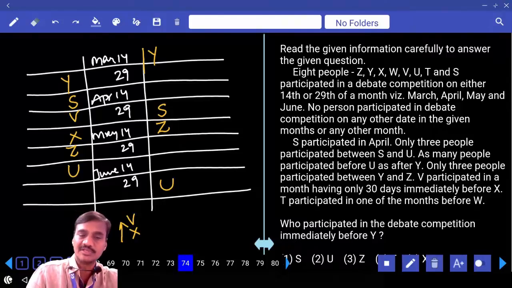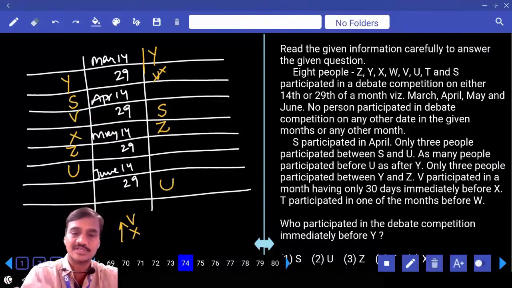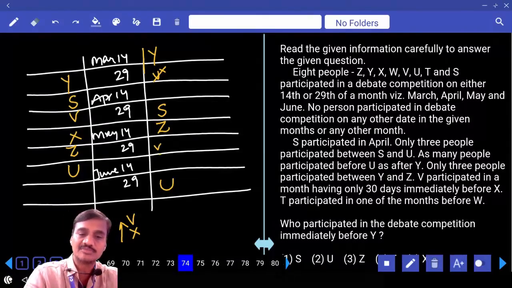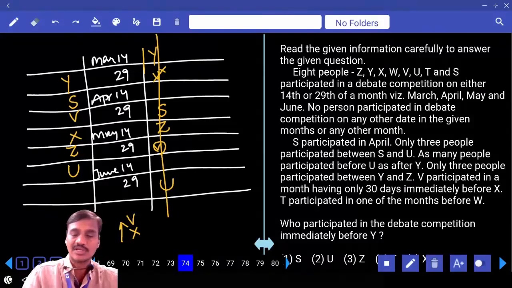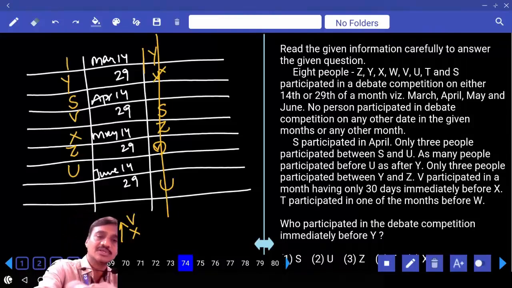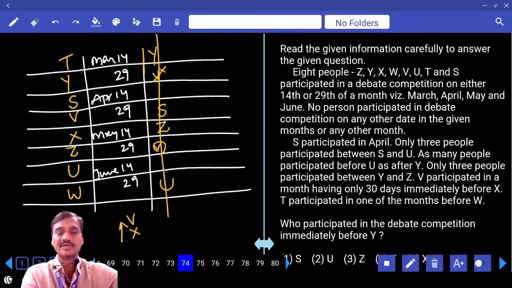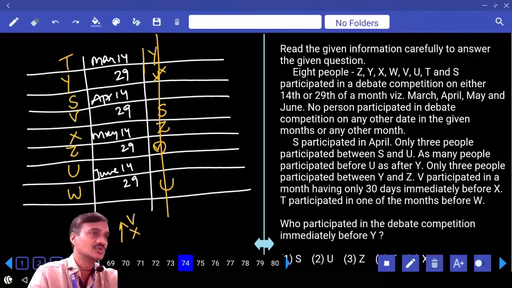V participated in the month between V and X, hence V cannot be at this place because March has 31 days. Here V cannot be because March will have 31 days. And this case is not possible at all, so we are left with only the first case. And T participated before W, T is here, W is here. Now this is the final arrangement we have: T, Y, S, V, X, Z, U, W.